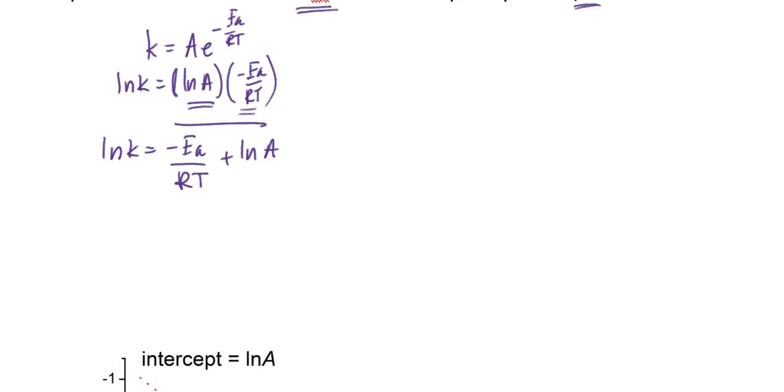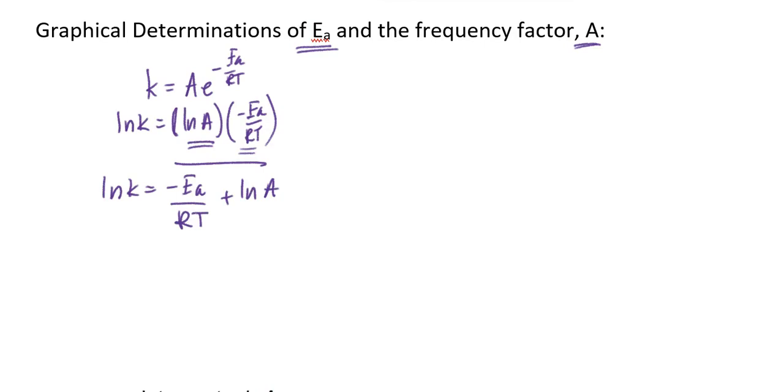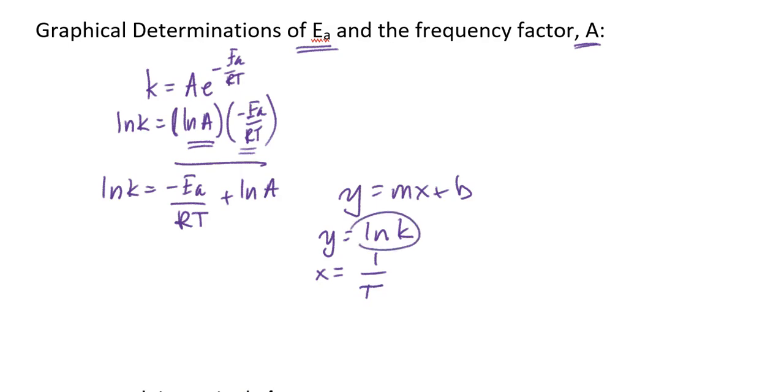Now, once again, you should start to see a trend here. This looks an awful lot like the equation of a straight line, where my y variable is the natural log of k. My x variable would be 1 over the temperature. So if I take the natural log of k and plot it versus the reciprocal of the temperature, I'm going to get a straight line.